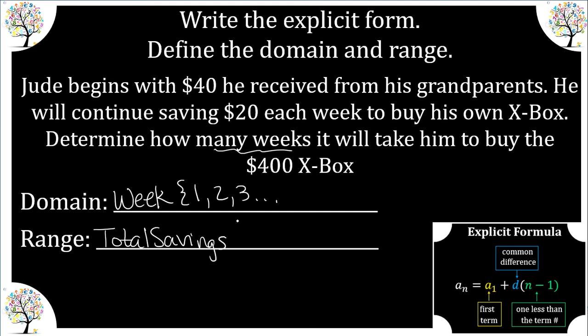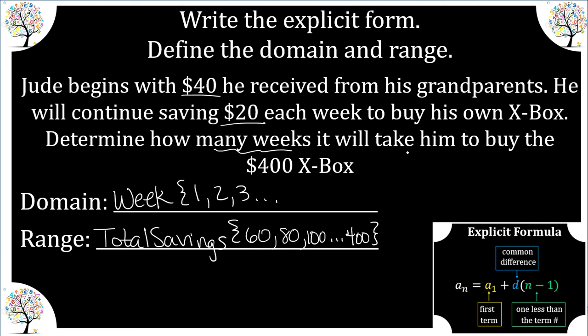So here's where we have to stop and pause. In week 1, he starts with 40 and he continues to save 20 each week. So he's not starting to save with the $40. He has 40 right up front. And after the first week, he has $20 more. So in week 1, he has $60. Then in week 2, he's going to have 80. And then he's going to have 100, all the way until he reaches 400.